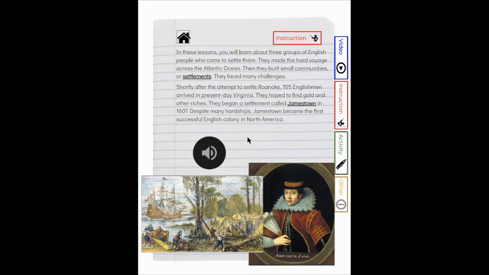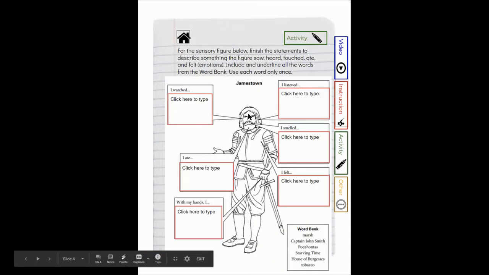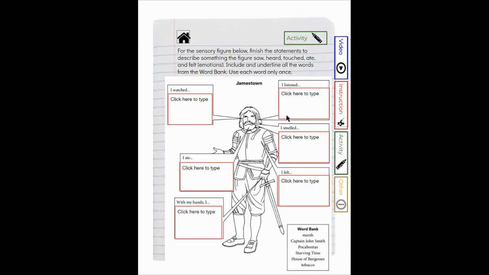So, as with our previous lesson, you need to listen to the audio file and get more background information to know about the settlement of Jamestown. After listening to that, what you will do, just like in our last lesson, is fill out the sensory figure here for the colony or the settlement of Jamestown.